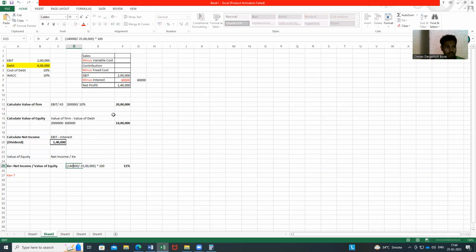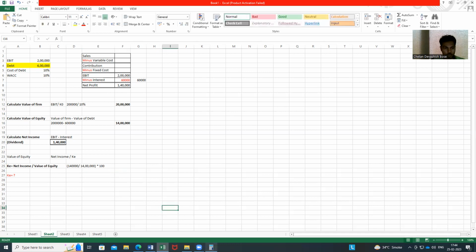And then what exactly value of equity is? The value of equity 14 lakhs. So I will write 14 lakhs here. And what is the formula for KE? As I said, value of equity का formula है value of equity is equal to net income divided by cost of equity. Now I need cost of equity. So the cost of equity will go up and value of equity will come down, which means cost of equity is equal to net income divided by value of equity. So इससे क्या होगा? 1,40,000, that is net income, net profit divided by value of equity, which is 14 lakh, multiply by 100.